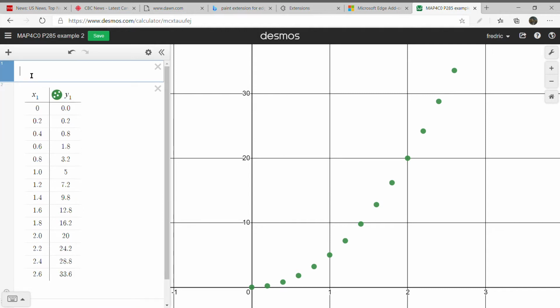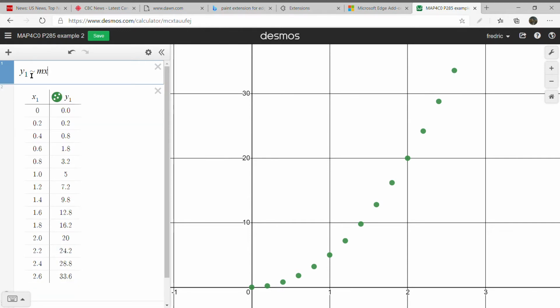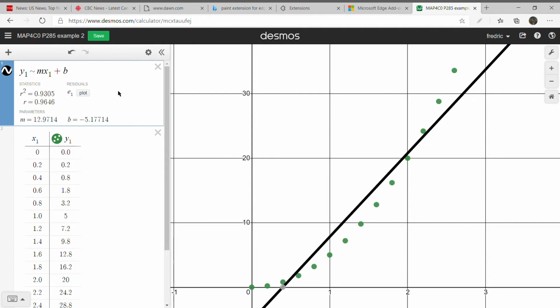So what we're going to do is fit in an expression. I'm going to fit in y1 ~ mx1 plus b, and here we go. You notice here that when I draw a linear regression fit, I'm getting an r squared value of 0.9305. From yesterday's lesson, you know that this r value is called the regression value. The closer this value is to 1, the better the fit is. So you can say that that is a reasonable fit.